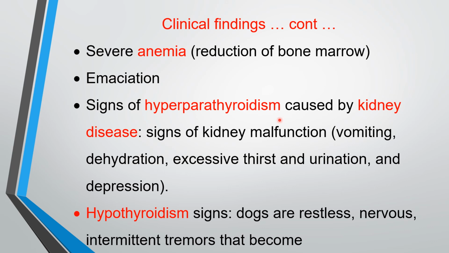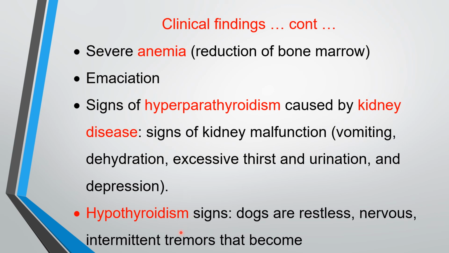And secondary hyperparathyroidism is caused by kidney disease. So the clinician observes the signs of kidney malfunction or dysfunction. The symptoms are vomiting, dehydration, excessive thirst, urination, and depression. These are the symptoms of kidney dysfunction.